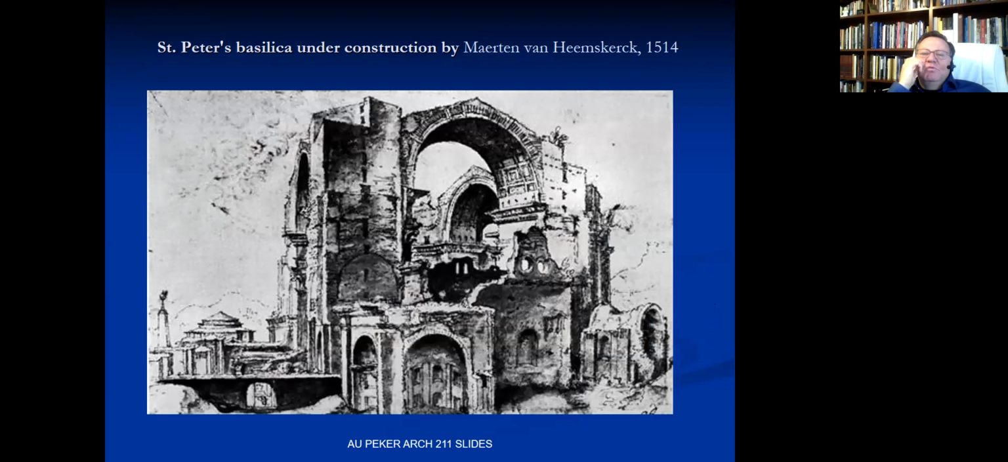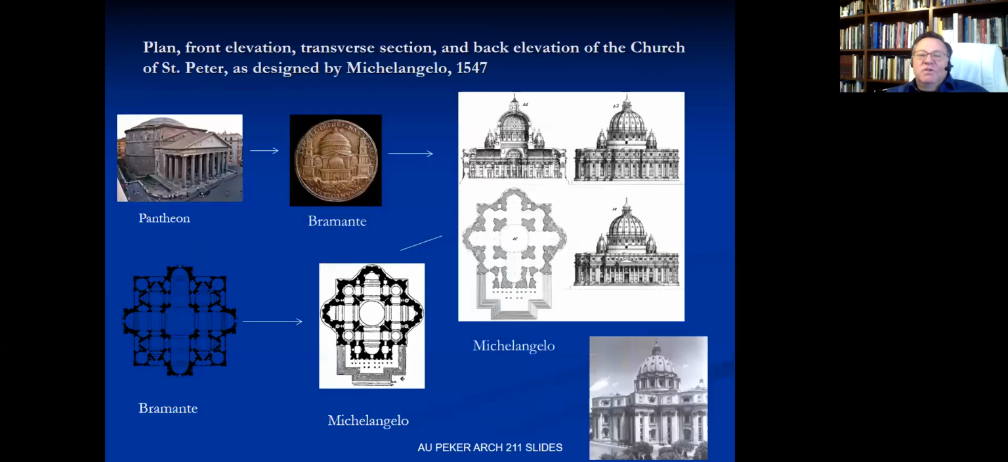But what happened to Bramante's St. Peter's? Unfortunately, they couldn't finalize it, and travelers like this Maarten van Heemskerk, a Dutch traveler visiting St. Peter's, created drawings of the building in construction. For a time, it even stayed in ruins because it was unfinished.